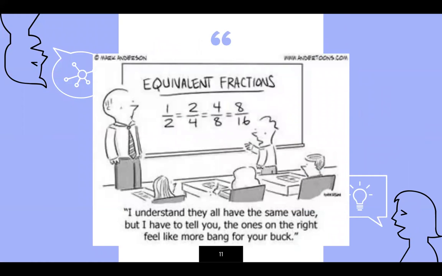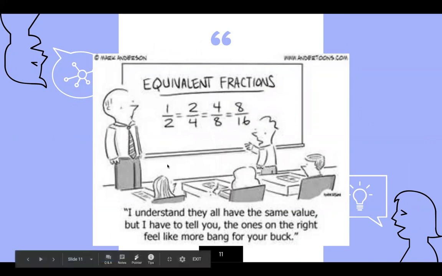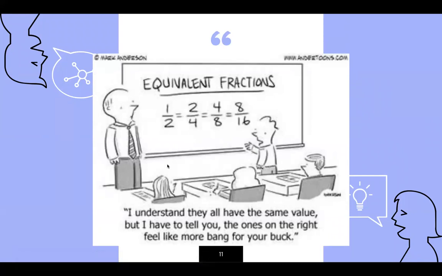So, just another little joke. I understand that they all have the same value, but I have to tell you, the ones on the right feel like more bang for your buck. It's a little joke because they're all the same, and that's what we've been doing, really, right? Let's say the one on the right was 18 to 16. Well, we can just simplify that to 1 to 2. But he's making a joke that it seems like the one on the right would give you more.